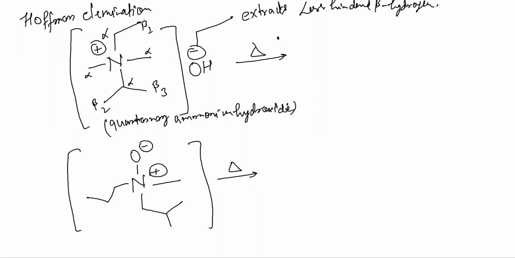Each beta carbon atom will have hydrogen. Here also you can find hydrogen. Here also you can find hydrogen. Beta 2 and beta 3 are same, so I'm not writing hydrogen on beta 2 also. So just tell me which is least hindered, beta 1 hydrogen or beta 2 hydrogen? Beta 1 hydrogen, sir. Means that above hydrogen, no? Yes, correct. So what will happen? This OH minus will pull this H.